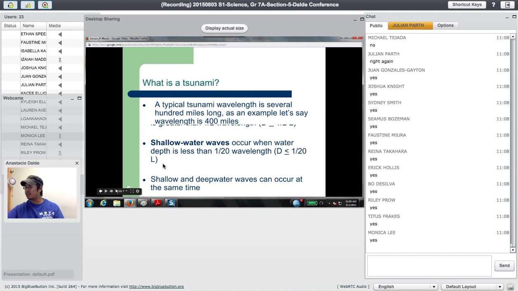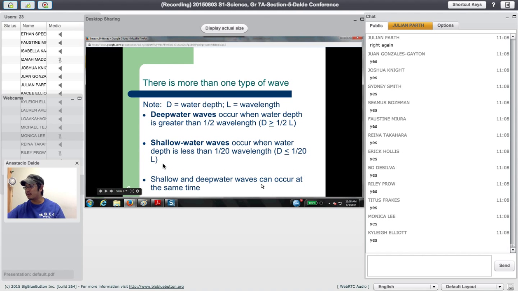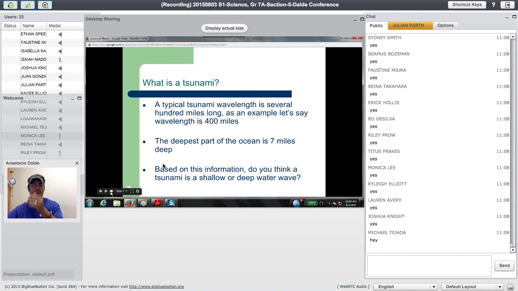I think this is interesting. Shallow and deep water waves can occur at the same time. How would that occur? To be honest with you, I have no idea why they have that statement. I can't think of an answer. If your depth is smaller than 1/20th but bigger than half of the length, that doesn't make any sense to me. I'll have to get back to you on that statement.